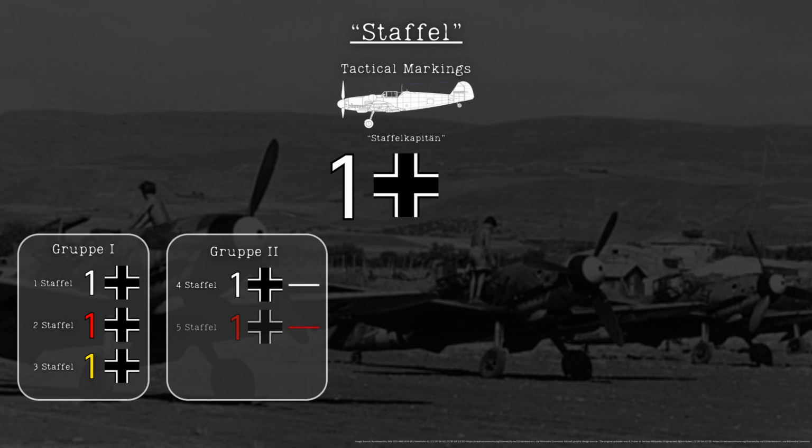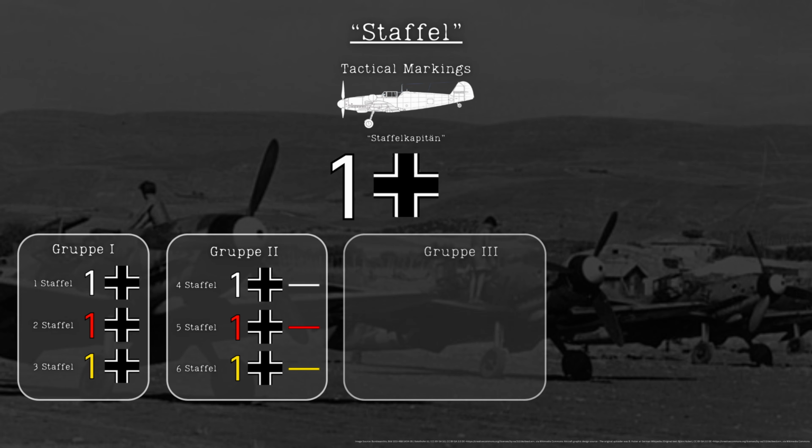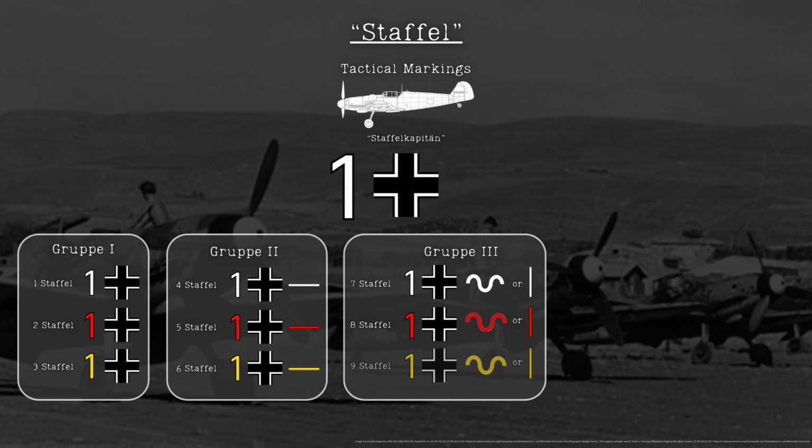Staffel 5 will have a red or black number and a red or black horizontal bar. We're still within the second Gruppe, right? So the horizontal bar remains, but the color change denotes the Staffel. Accordingly, Staffel 6 has a yellow number and a yellow horizontal bar. We're starting to see the trend, right? The first Staffel within each group would wear white markings, the second would wear red or black markings, and the third would wear yellow markings.